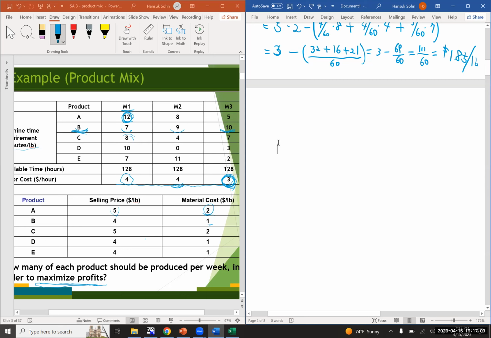So I want you to complete the same calculation for producing product D and E. So from my previous calculation, okay, so those values are, for D, the profit would be 2.183, and for E, that's going to be 1.7 per pound. Okay.